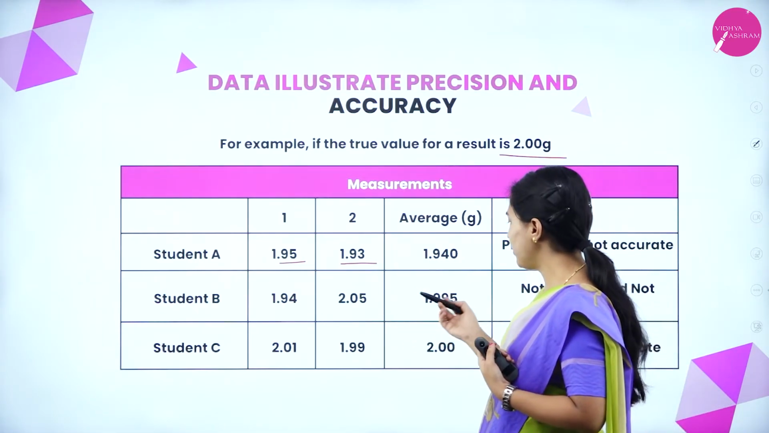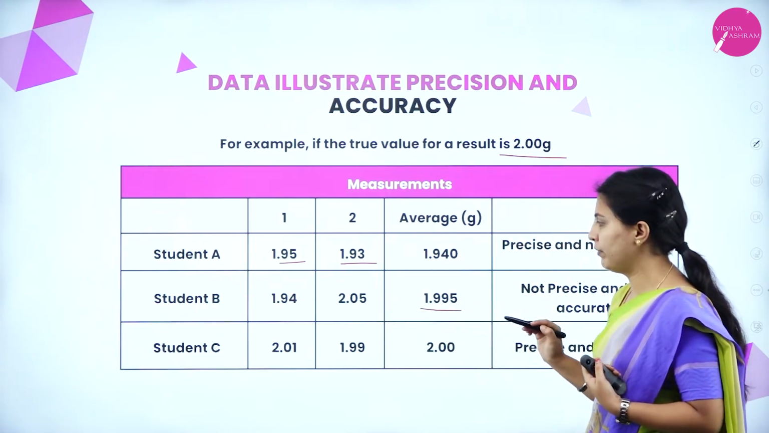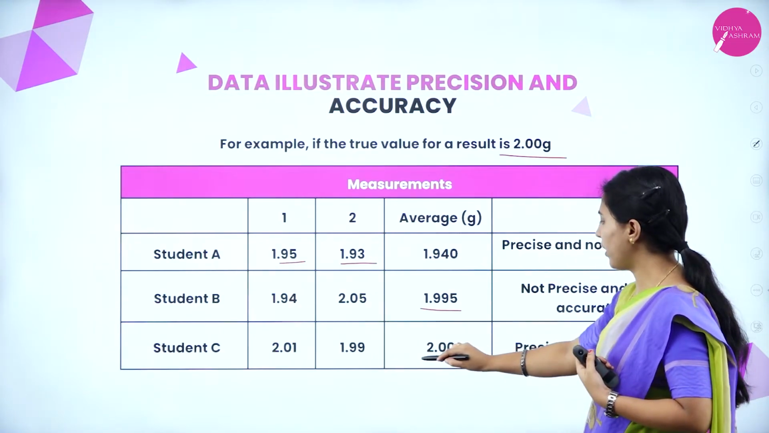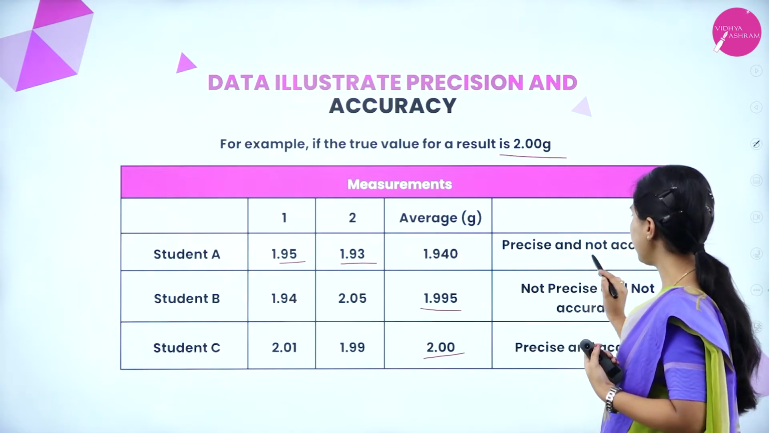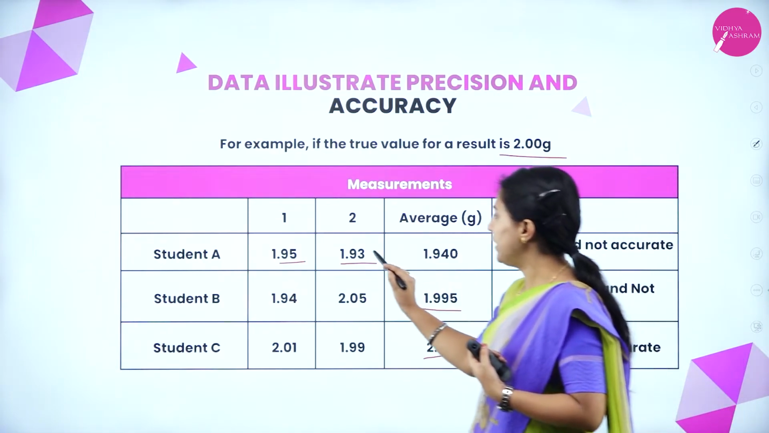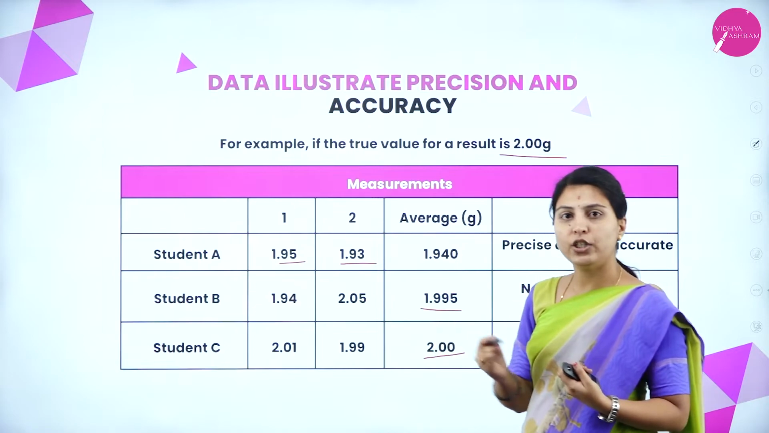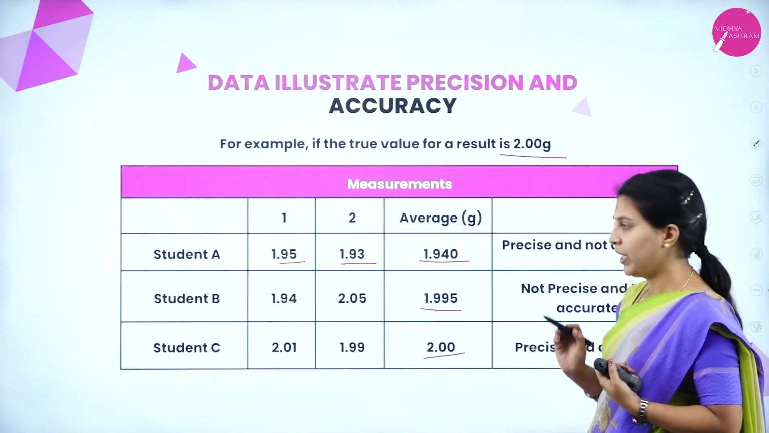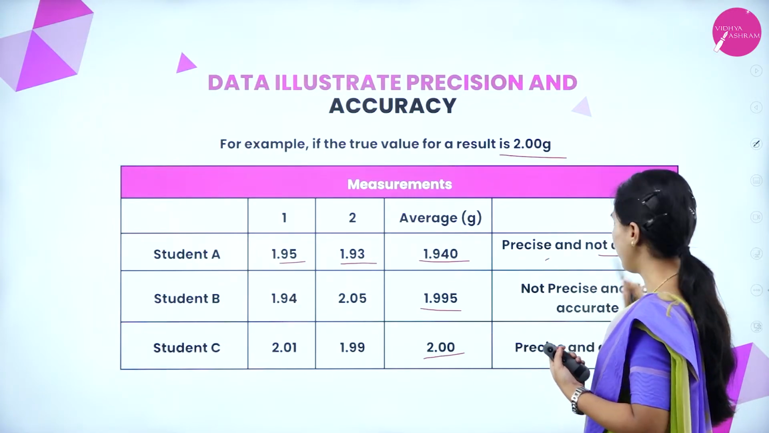1.94, 2.05, 1.995. Student C? 2.01, 1.99, 2 gram. See here, precise and not accurate because these two values are near to one another but not related to the true value. That's why it is precise but not accurate.